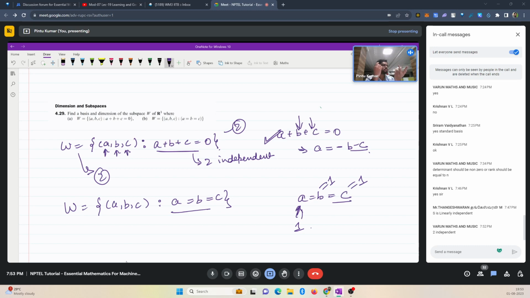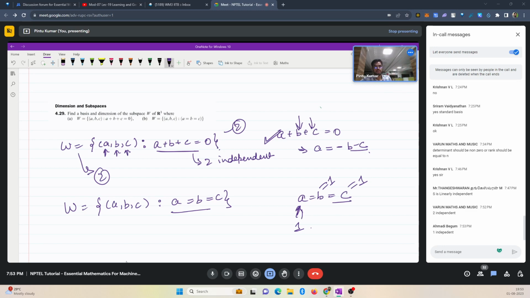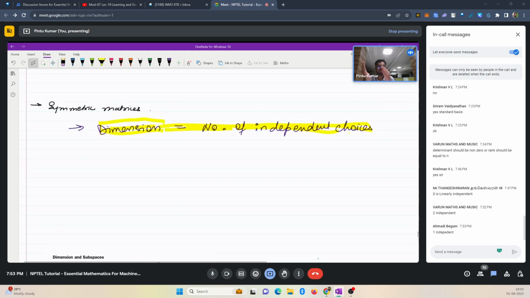So how many independent choices can you make? You can make only one independent choice. So as soon as you fix A, all three of them get fixed. So what is the dimension of this set now? This is 1. Now we will use the same concept to find the dimension for symmetric matrices.